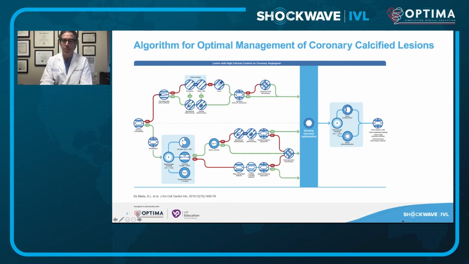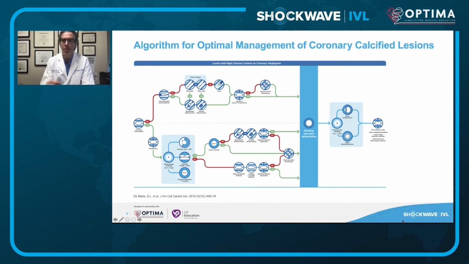Number two is, what is the length of the calcium? Is it a short focal area or a longer area greater than 5 millimeters? And finally, what is the calcium thickness? Is it greater than or equal to about half a millimeter? If your lesion has all three or 2 out of the 3, there's a very high likelihood that you'll get stent under-expansion if you use a balloon alone. So if you see one or more of those characteristics, you're thinking of using a modality such as intravascular lithotripsy.